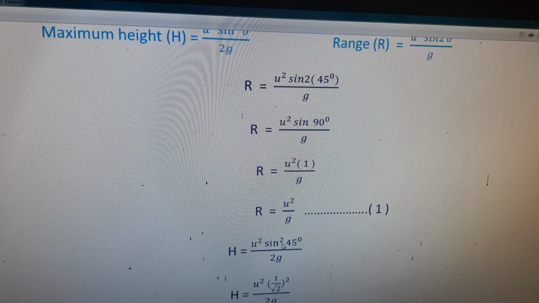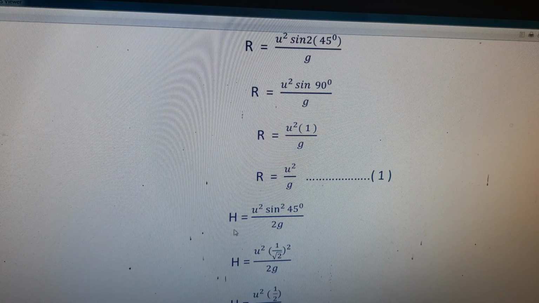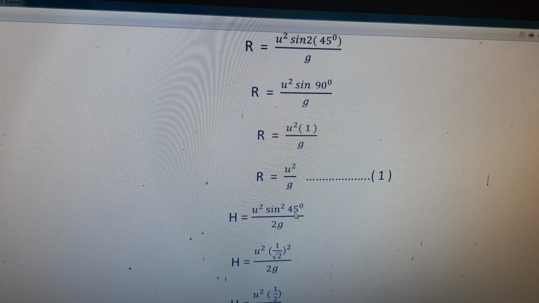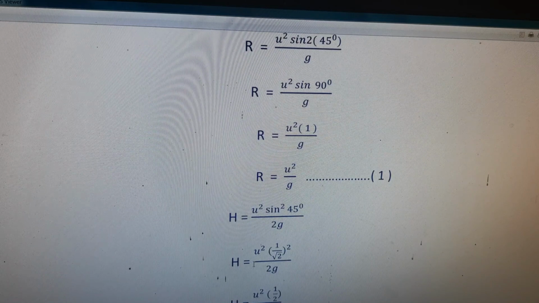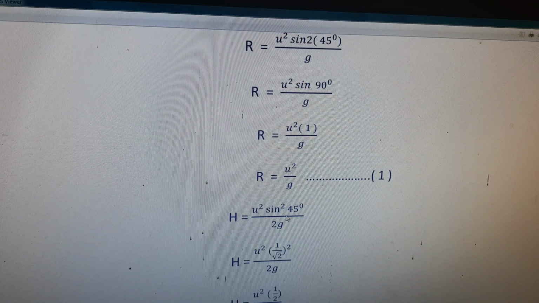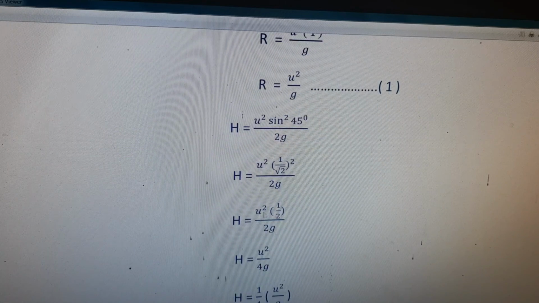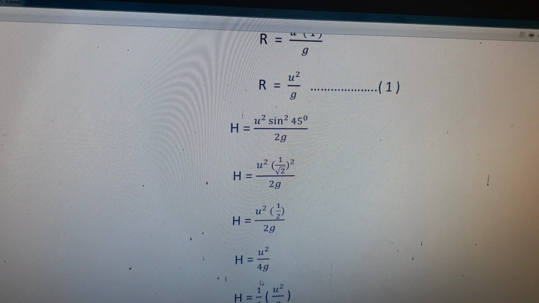And the next one, we can write the maximum height equation. It will be represented by h is equal to u square sin square theta by 2g. Instead of theta, we can substitute 45 degrees. So h is equal to u square, sin 45 is equal to 1 by root 2. So sin square, we can write 1 by root 2 whole square, whole by g. And next, h is equal to u square, 1 by root 2 whole square, that is equal to 1 by 2, whole by 2g. And h is equal to u square by 4g.